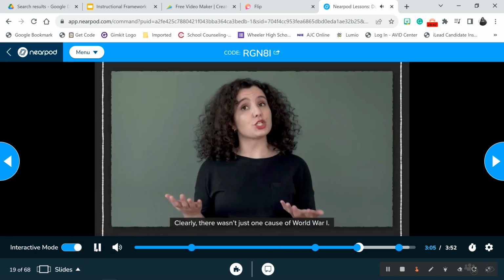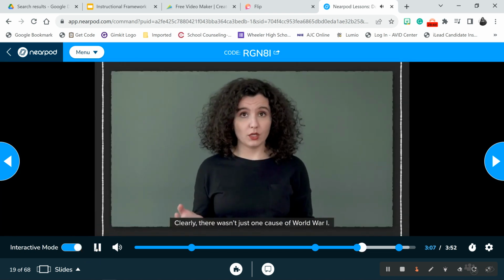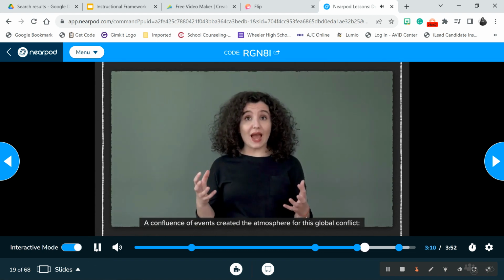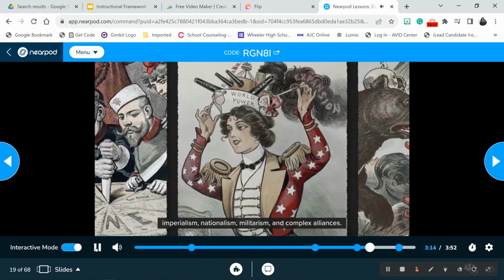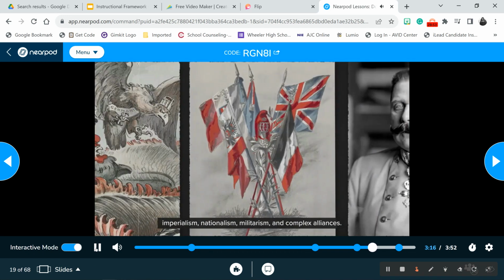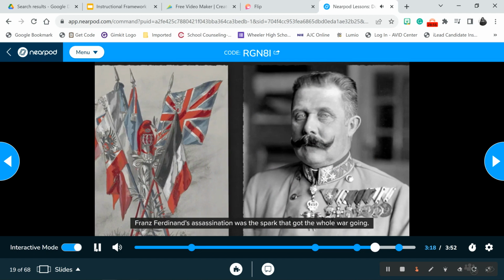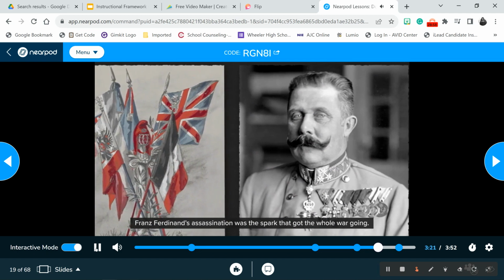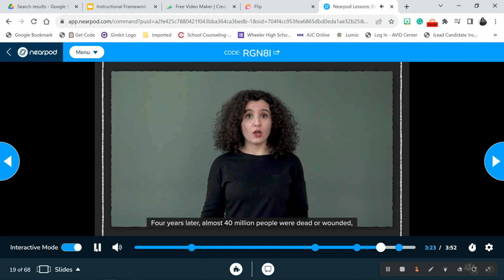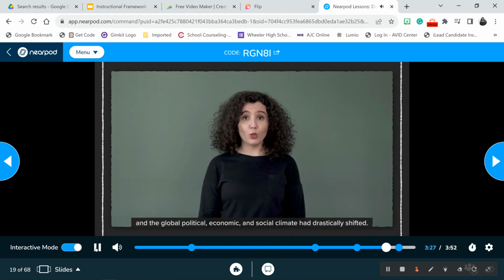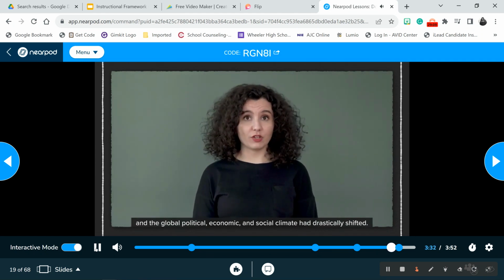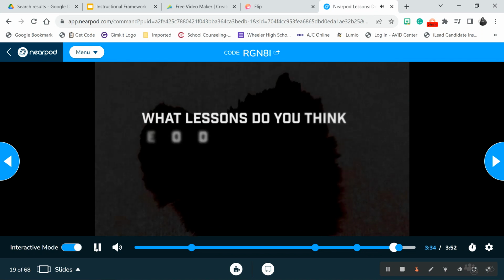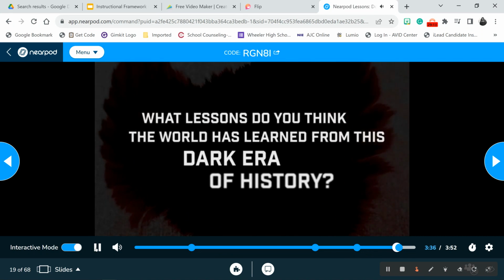Clearly, there wasn't just one cause of World War I. A confluence of events created the atmosphere for this global conflict: imperialism, nationalism, militarism, and complex alliances. Franz Ferdinand's assassination was the spark that got the whole war going. 4 years later, almost 40 million people were dead or wounded, and the global political, economic, and social climate had drastically shifted. What lessons do you think the world has learned from this dark era of history?